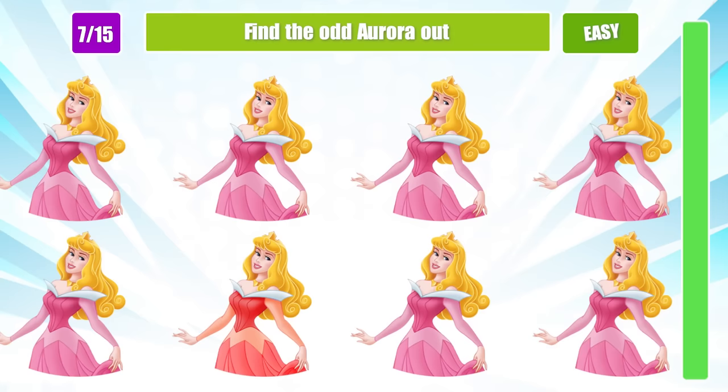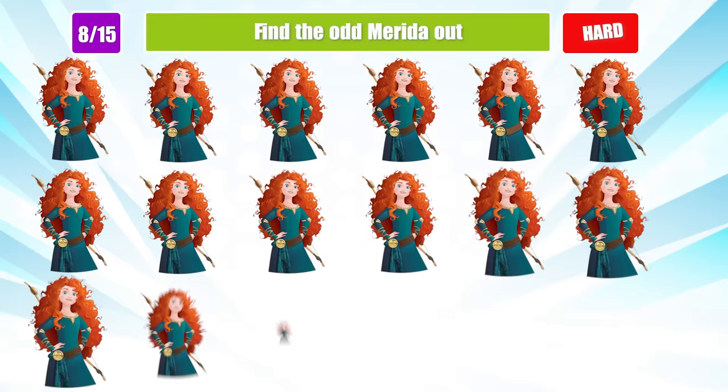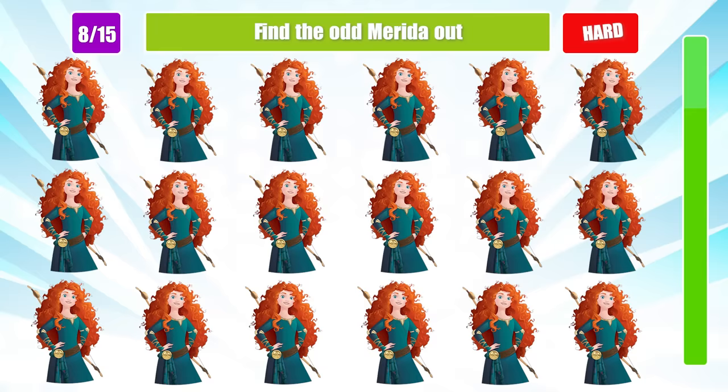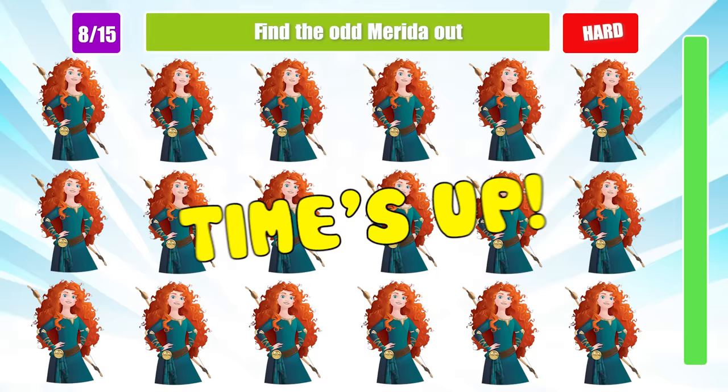Now, move on to round eight. The princess has ruffled hair. That's right, that's Merida. Now what else does she have? Oh, excellent!